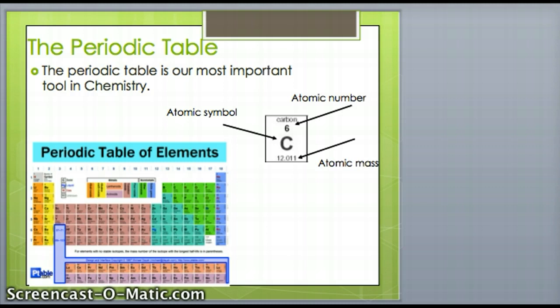Now, if you look in every box, you can find three different things. So if you look at one box in the periodic table, like this box is the box for carbon. There it is right there. So it has the name of the atom in it, carbon right there. It's got that big C, and that's the symbol for carbon. It's got the atomic number, which is 6, and it's got the atomic mass, which is 12.011 AMUs.